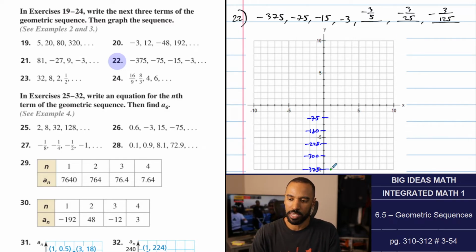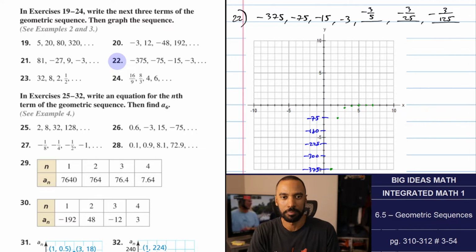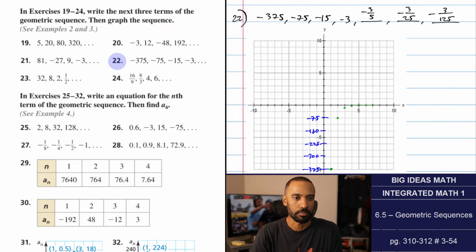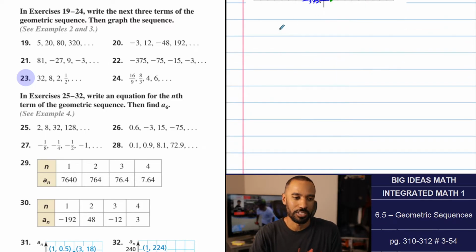So the first point right here is like that. Then -75 is like that. Perfect. -15 is 1/5 of that. Maybe right there. -3, look, it just gets too close to be able to tell anything right there. Just gets way too small, really close to 0. It kind of looks like 0 at that point. Wonder why they want us to graph it. I wonder if they want us to graph the last 3 terms on these because they just get so big or so small.